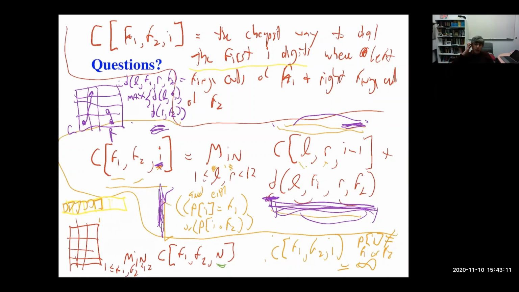What is the cost of it? I am going to claim that it is going to be the cost of dialing the first i minus 1 digits, where my fingers end up in a particular place, plus the cost of moving the fingers so I can dial the last digit. Any questions about that?